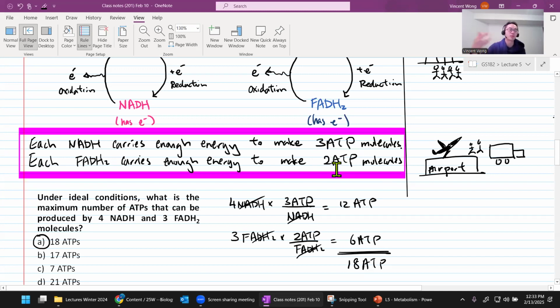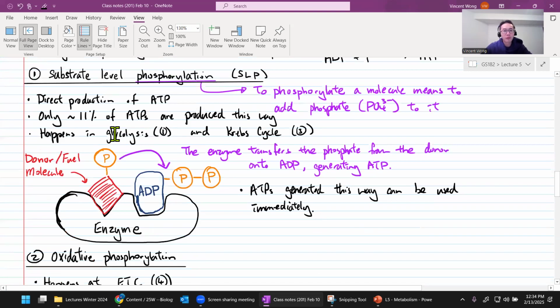I keep on saying up to 3 and up to 2. That's like under ideal conditions. And things are sometimes suboptimal. They're not ideal in the body. And so you might not necessarily get 3 and 2, but in a perfect world, if everything works the way they're supposed to, then maximum you can get 3 ATP from NADH, and for FADH2 you can get a maximum of 2 ATPs.